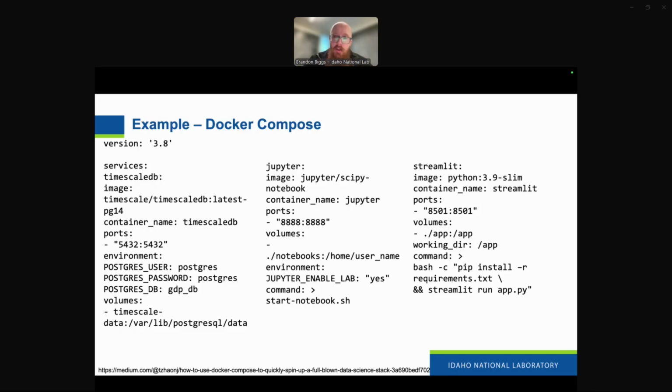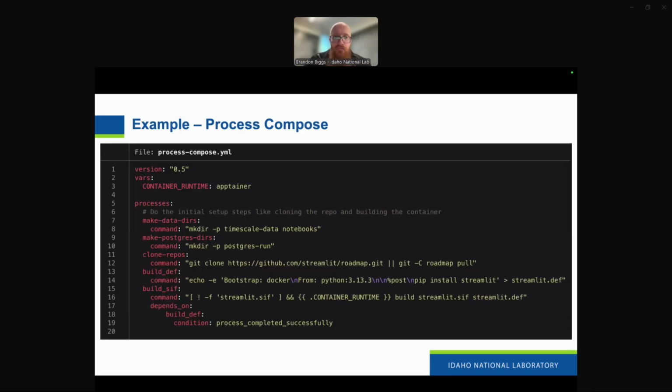So how could we convert this to something that would be usable through Apptainer? Well, let's look at Process Compose. Okay, this is just the first bit of it, but like I said, you do have to be more explicit in it, right? So you've got some stuff here just at the top.